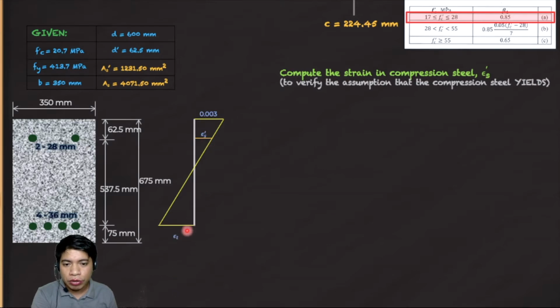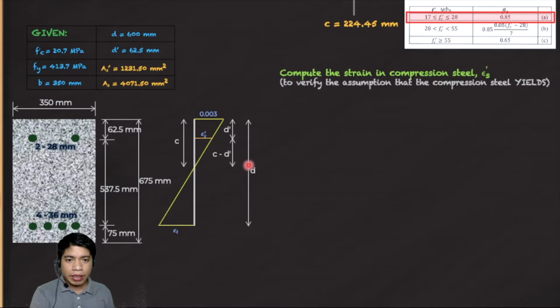Tapos obviously, ito yung ating tension strain. Alam na natin ito, kasi lagi na natin siya kino-compute before sa singly. Okay? So, ilagay din natin guys dito yung ating mga dimensions. So, ito yung ating C tapos D. Tapos ito yung ating D prime. So, ito ay magiging C minus D prime. Okay? So, ayun guys.